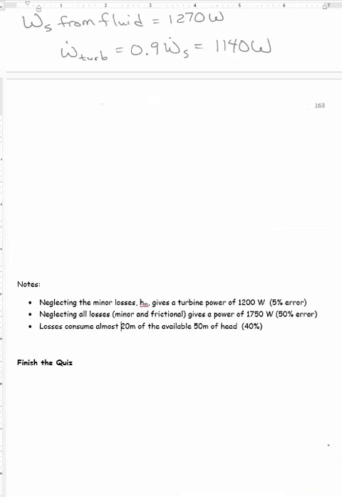All right, so neglecting the minor losses, we would have gotten more power out, so that would have definitely not been conservative. That wouldn't have been good. It would only be off by 5% error. Neglecting all the losses would give us a 50% error though, and losses did consume a bunch of our available potential energy.